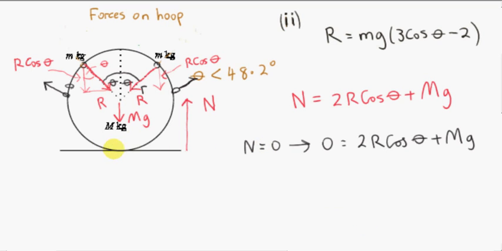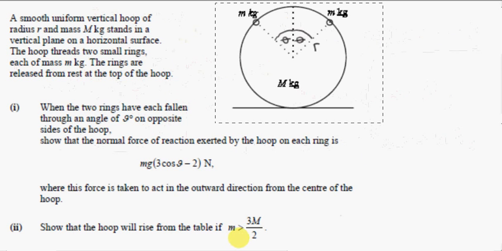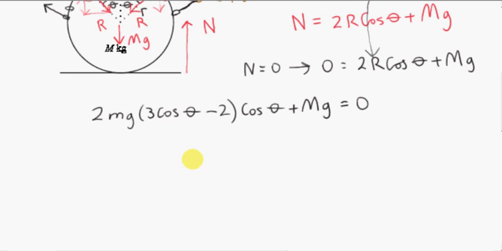Okay, so we want the contact force of the ground on the hoop to be 0. So let's see what the consequences of that are. So we can plug this expression here in for r. Okay, remember what we're trying to do. We want to show that the hoop will rise from the table. In other words, the force N, the contact force of the ground on the hoop, will drop to 0 when little m is bigger than 3 times big M over 2. So how do we proceed? Okay, we've set N equal to 0. So how do we show that when N is 0, little m has to be 3 times big M over 2?